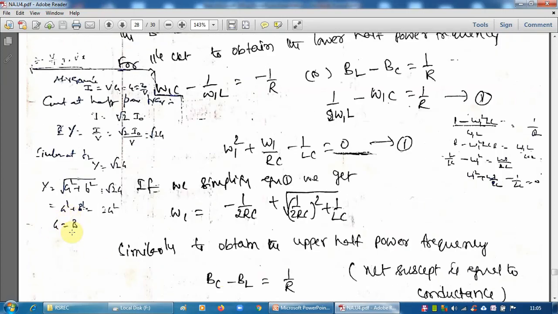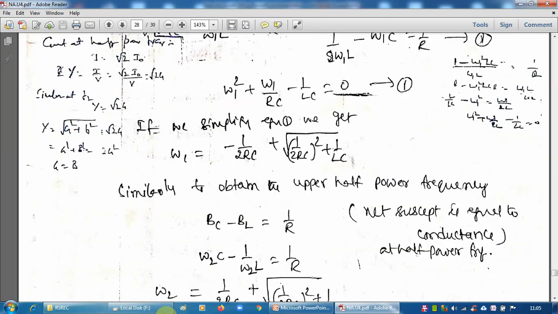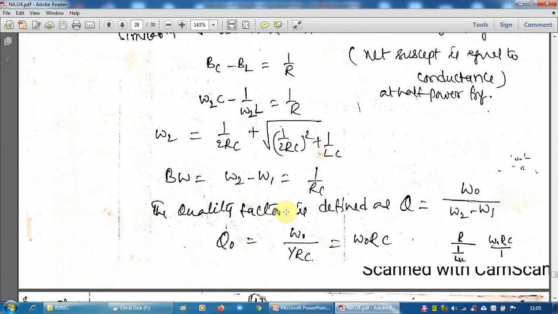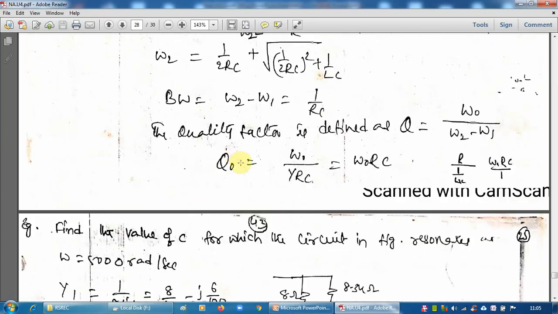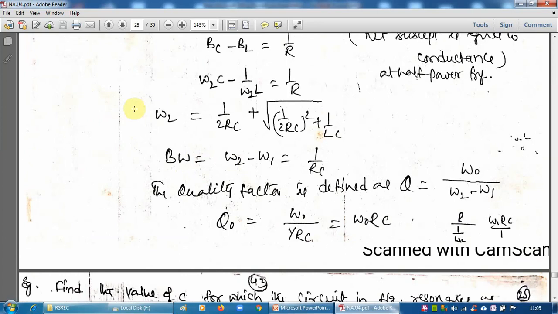You see there, same thing we are using, B equal to G. G means 1 by R. Same thing we have written, but for frequencies less than F0 we have to write B as BL minus BC, and for frequencies beyond F0 we have to write BC minus BL. You see like this, BC minus BL equal to G, where G means 1 by R.